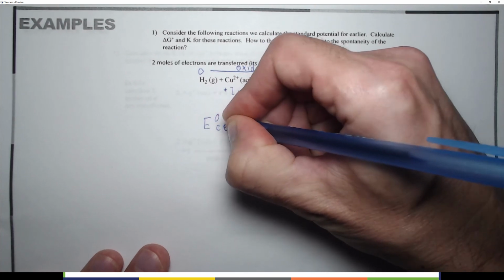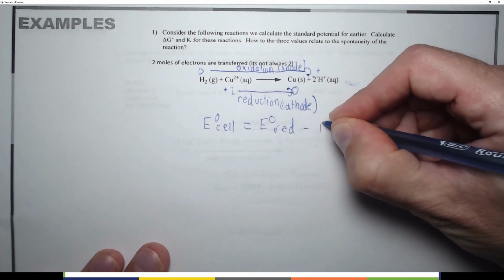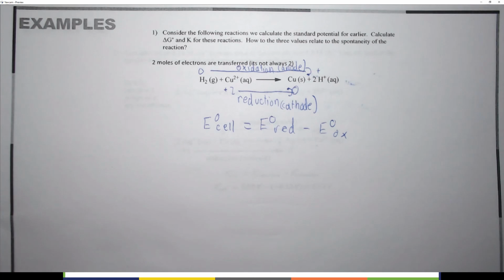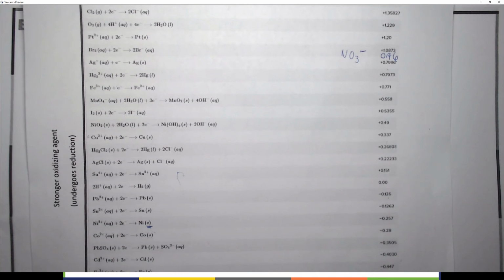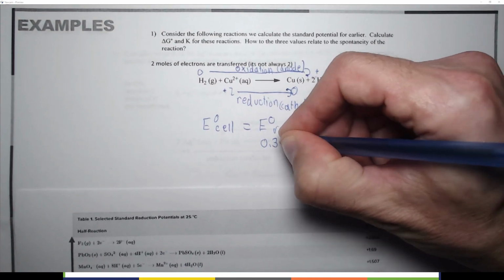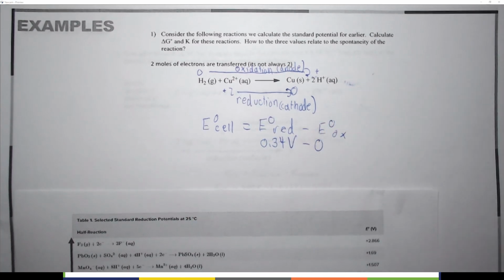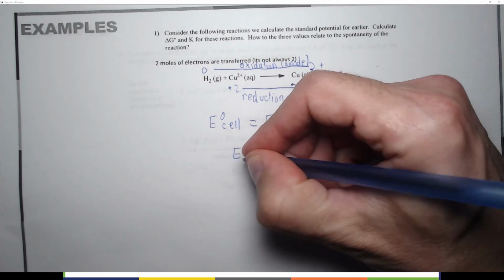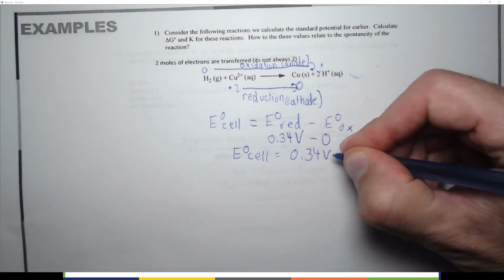So E cell, and we actually already did this, equals E of the reduction minus E of the oxidation. So we need to find the reduction potential of copper. And if we find copper on our list here, it is 0.34 volts. So we plug that in, 0.34 volts. Now you could look up hydrogen, or you could just remember that hydrogen is 0. So E cell here equals 0.34 minus 0, which is of course 0.34 volts.